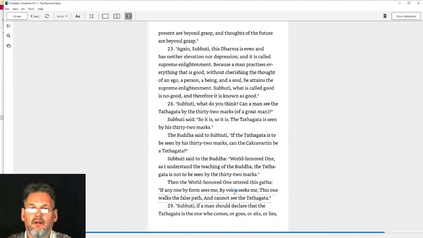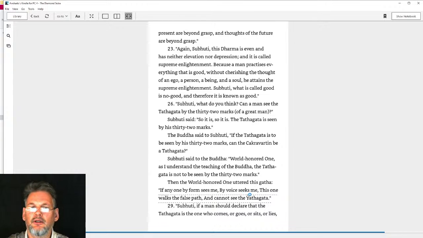We see here, if we start down here, then the world-honored one uttered this Gatha. If anyone by form sees me, by voice seeks me, this one walks the false path and cannot see the Tathagata. So in other words, what does this mean? Well, that means if you don't have cosmic consciousness, you can only see the forms, right? You cannot see the formlessness behind the form. And also the voice is something created, right?